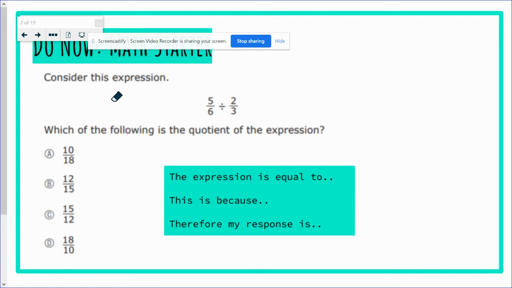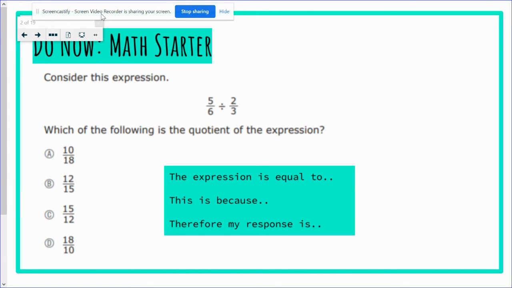All right, so first things first, if you have not done your math starter yet, please make sure that you do your math starter. This is still part of the sheet this week, even though I am not here.